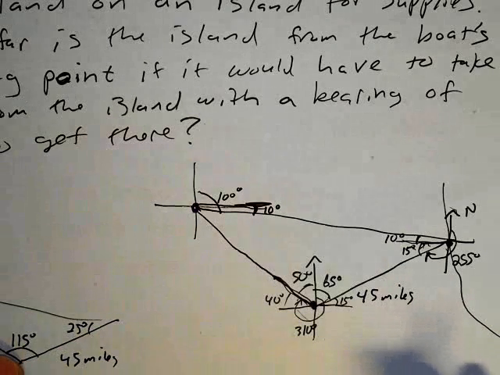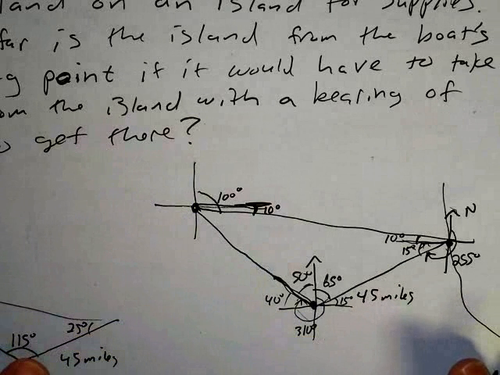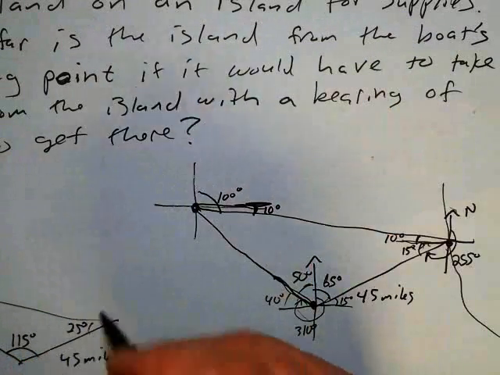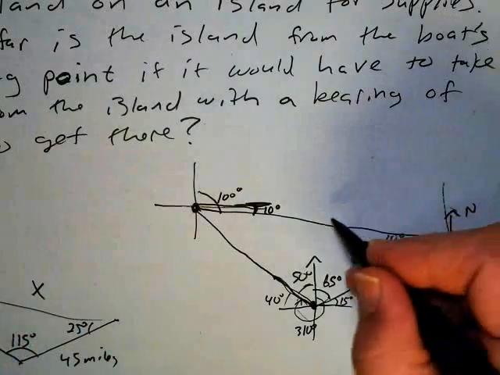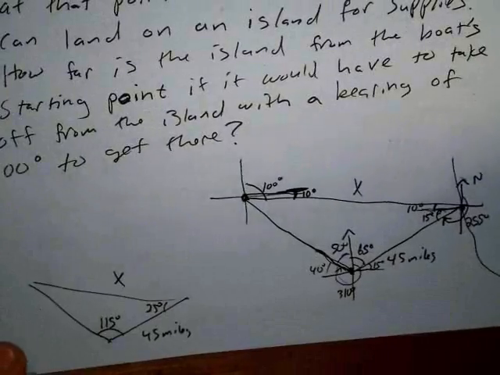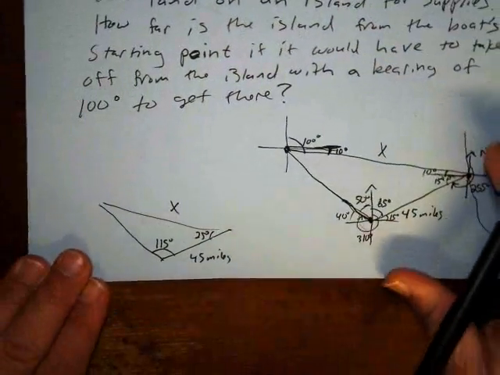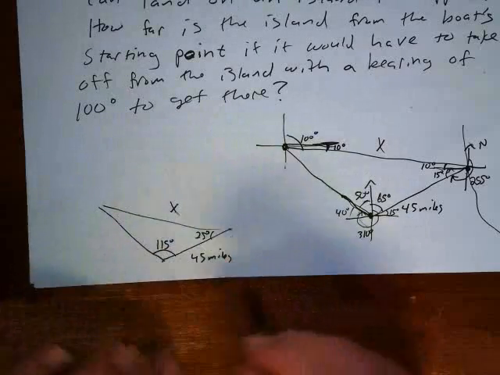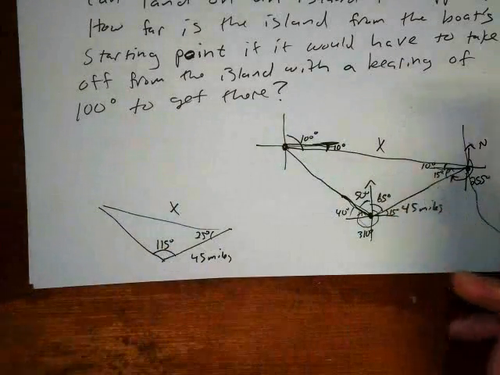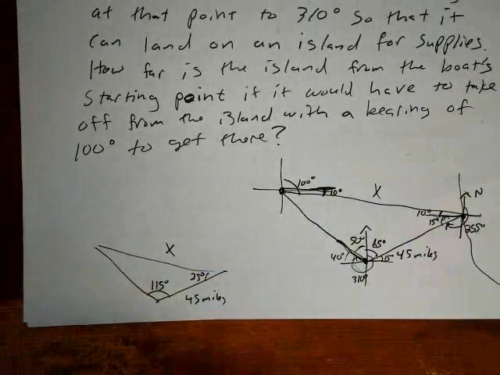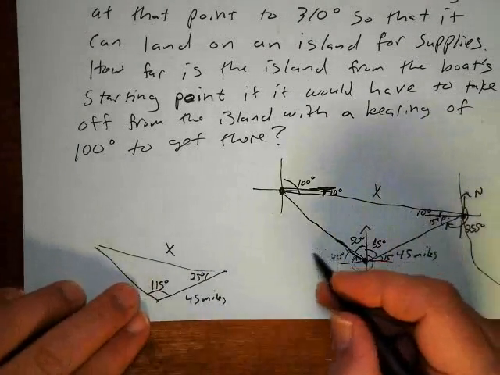And I think that's all I need to know, because what it wants to know is how far the island is from the boat's starting point. So it wants to know that distance right there. Oops. So if this is my triangle, it wants to know this. So that's 25, that's 115. Again, you have to figure out those bearings. It's not the easiest thing to do. But now that I have them, it should be pretty easy.